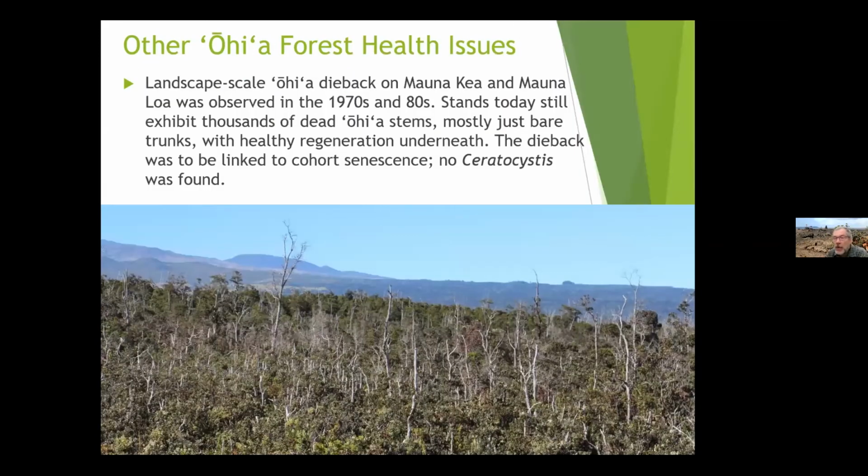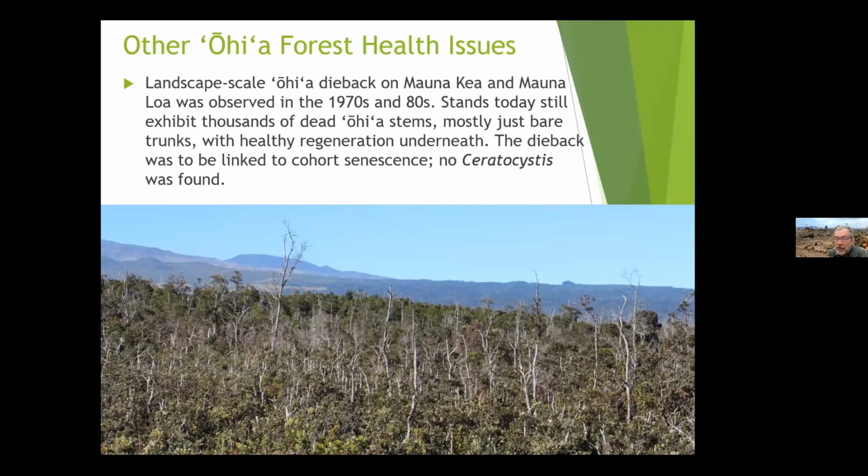Other things with ohia: landscape scale dieback of ohia has been observed in Hawaii over the years, several waves of it. The last big one was in the 70s and the 80s when enormous amounts of the ohia forest on Mauna Kea and Mauna Loa died. And you still see the dead snags from those today looking across the landscape.